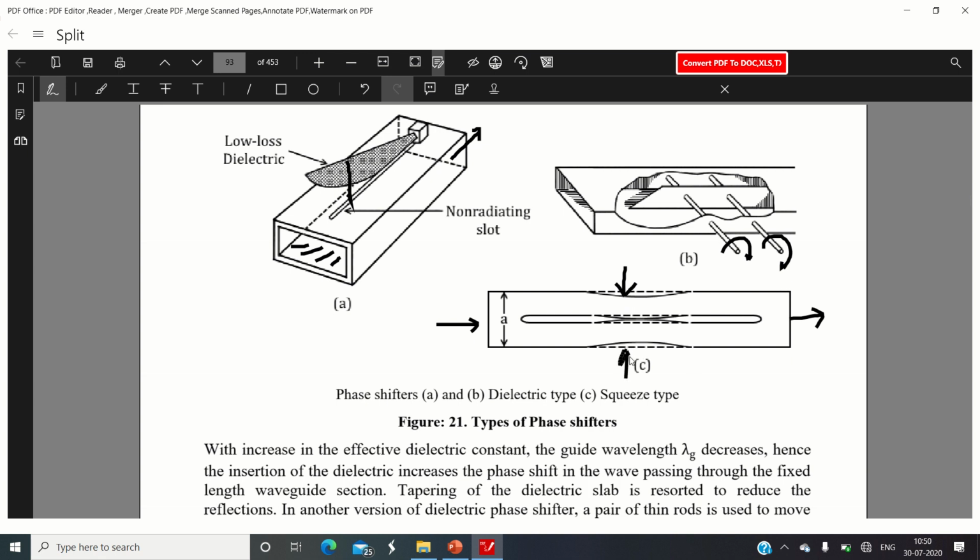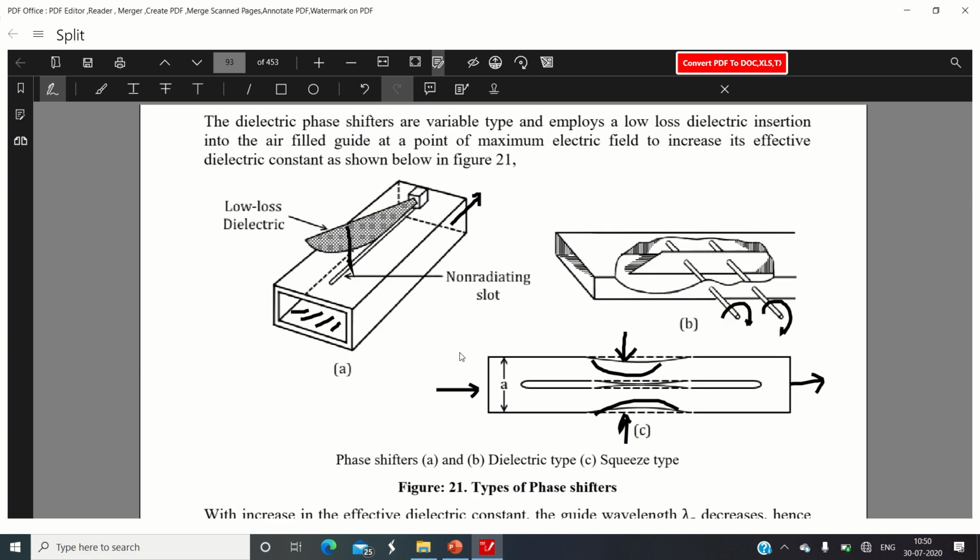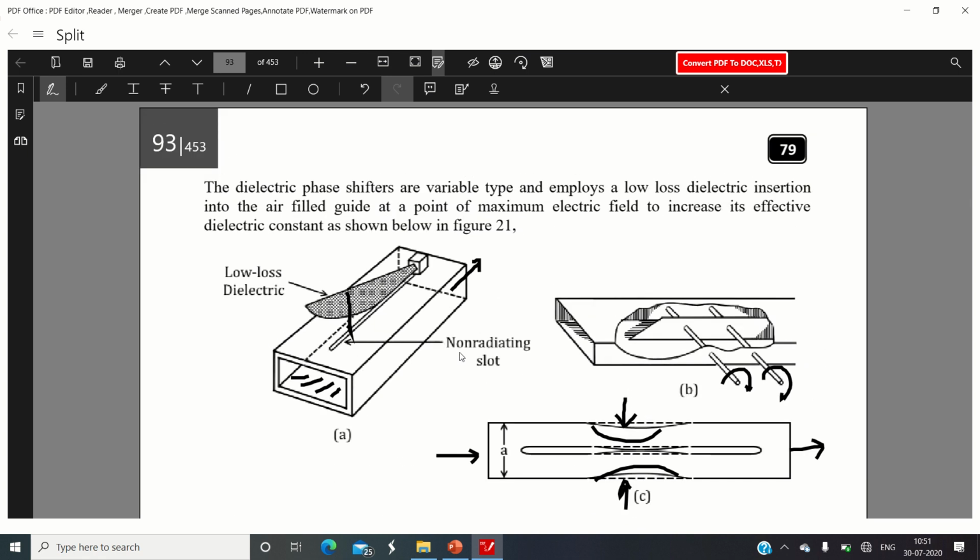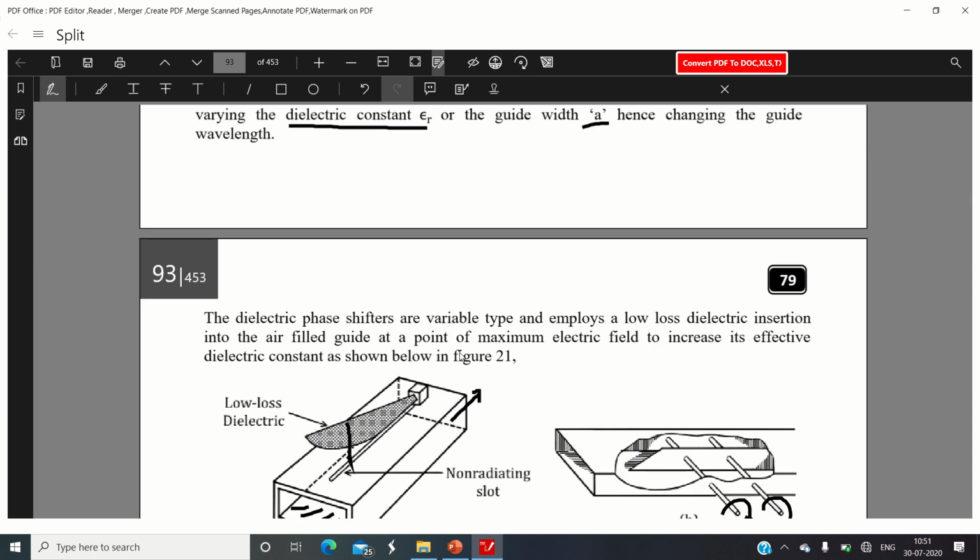So what will happen? As it is made up of a dielectric material, when you press this dielectric material at the center position, the deformation will reduce the area of the dielectric material, and it will change the total dielectric constant of this entire waveguide, which will result in the phase shift when you get the same signal at the output of this device. Okay, so phase shifters are very important and they are usually used in antenna arrays.